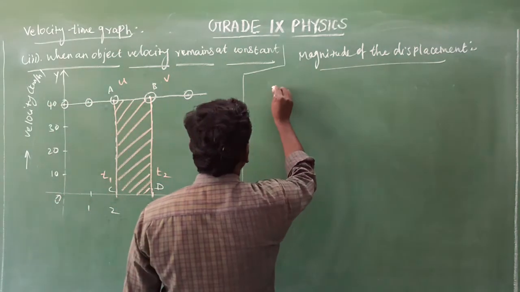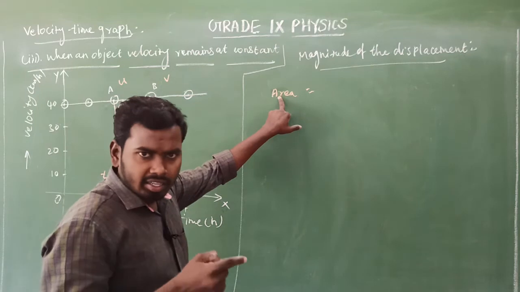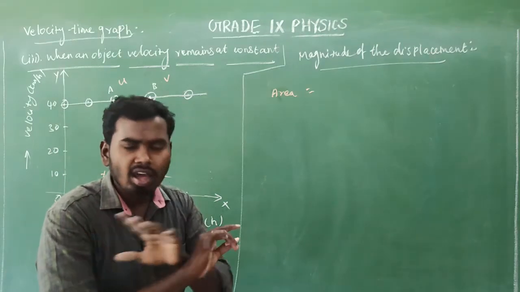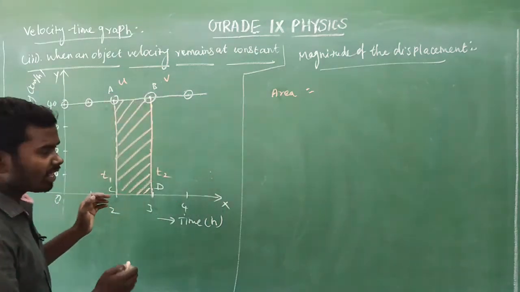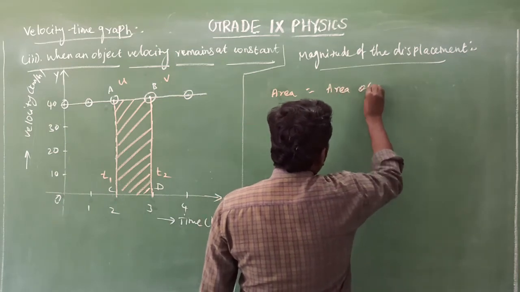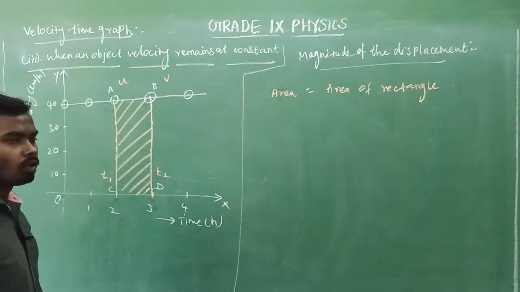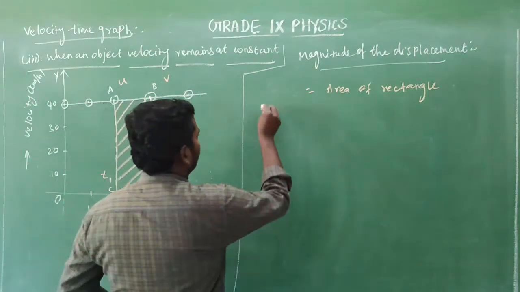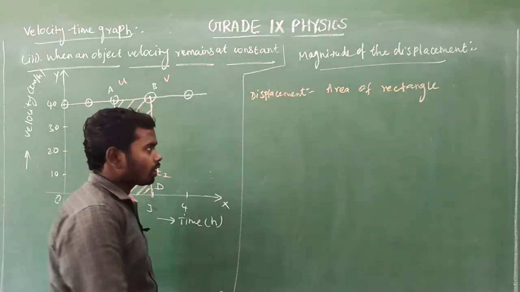Here area, displacement and distance all have the same meaning. Don't get confused. So this area is equal to the area of the rectangle. If you get confused, you can avoid it and mention displacement, no problem at all.